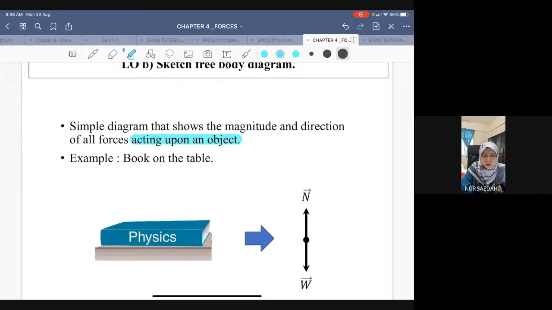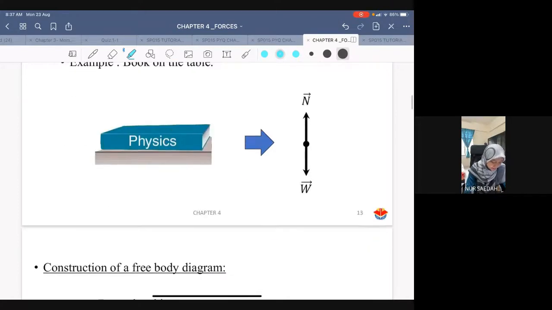Contoh objek tu dia langgar, tadi kita ada buat chapter 3, dia langgar dinding. So objek tu bagi impuls dekat dinding, tak penting pun apa yang dia bagi, yang penting apa yang dia terima. Dia terima impuls dari wall. So dia sentiasa perkataan on the object, what happens to that object, acting upon an object. Okay, so contoh kita ada book on the table.